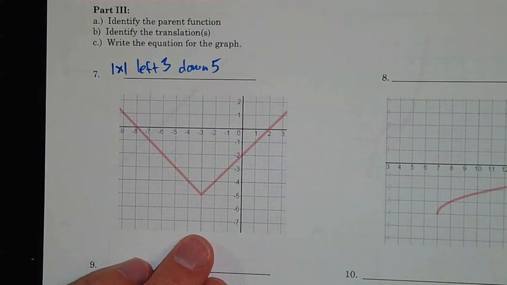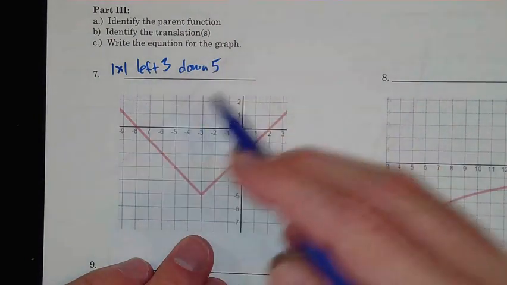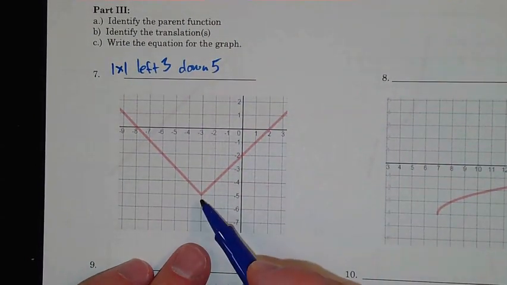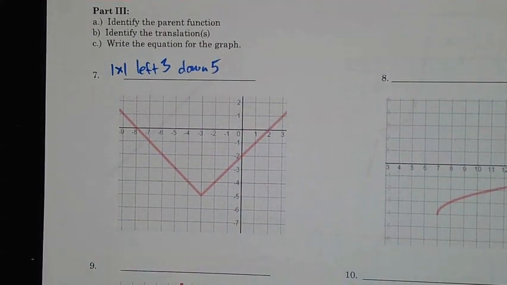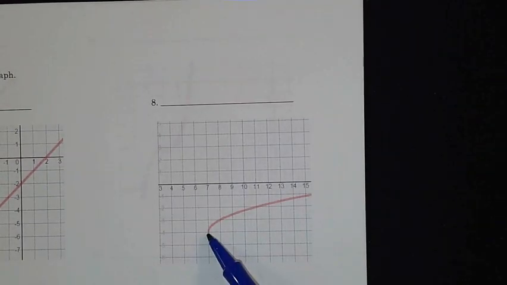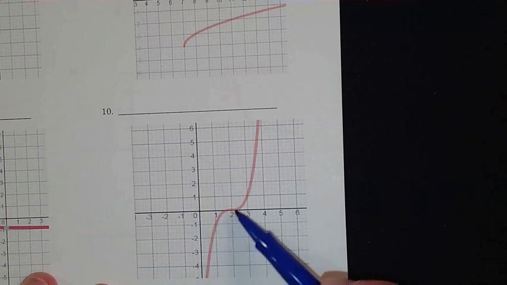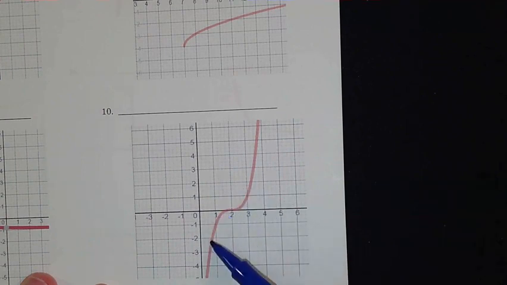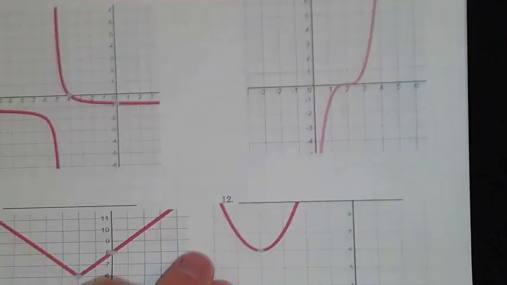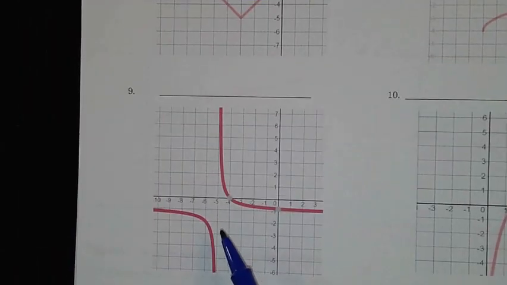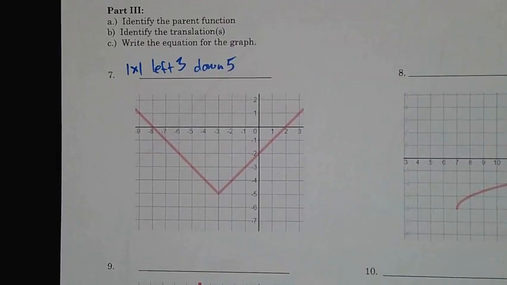And again, the point that I look at to determine what these transformations are for an absolute value graph, I'm looking at the corner. For a radical graph, I'm looking at the starting point. For a cube graph, I'm looking at that wiggle point where it kind of levels off, before it starts increasing this way or decreasing that way. I'm looking at that point. Well, maybe we'll just do that one next.